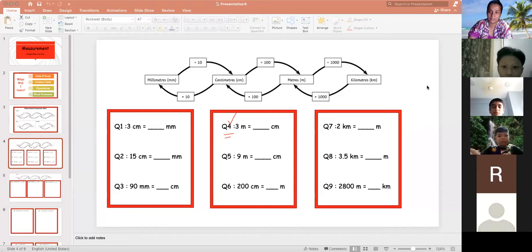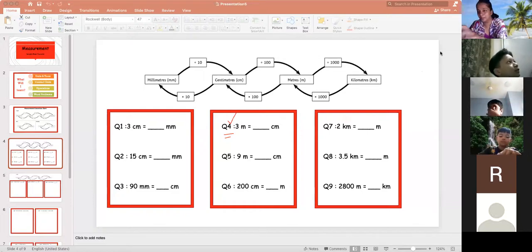Number 4. Shakir, 300 apa? I told you, you must be precise. Kan dia tulis centimeter, so you must follow centimeter pun. Okay, very good. You're getting your answers. Well done. Okay, all your answers so far are correct.